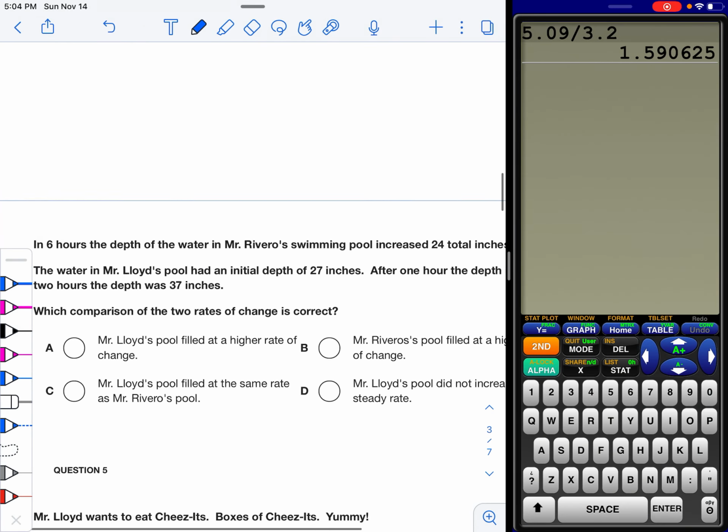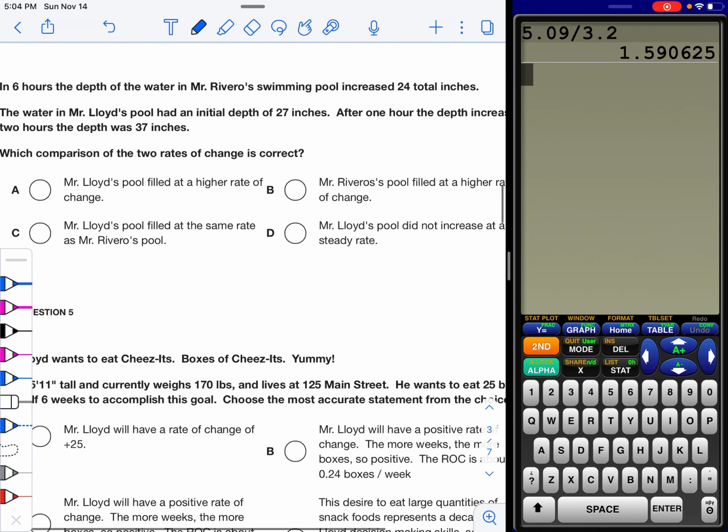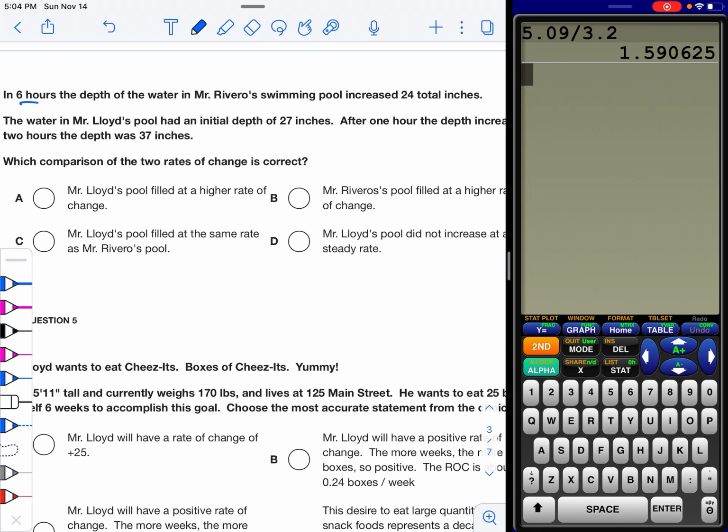All right, question number 4. In 6 hours, the depth of water in Mr. Rivero's swimming pool increased 24 total inches. So watch this. In 6 hours, it went up 24 inches. So 24 inches divided by 6 hours is 4 inches per hour. So that's the slope, or the rate of change, of Mr. Rivero's pool.